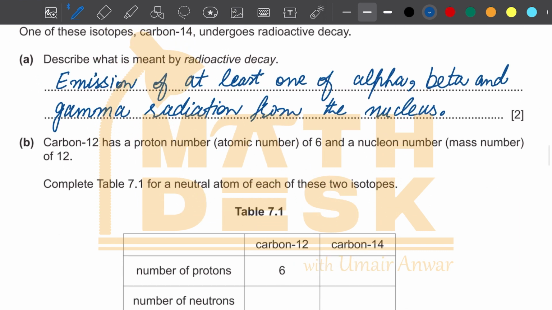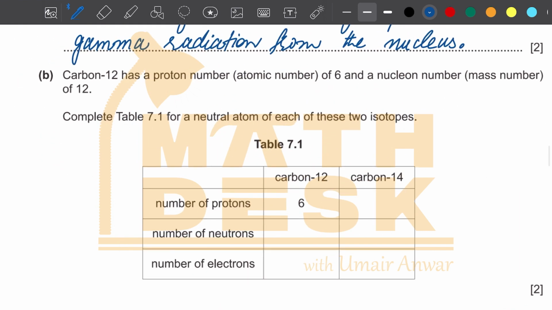radioactive decay. Carbon 12 has a proton number or the atomic number of 6 and nucleon number, mass number, of 12. Complete table 7.1 for a neutral atom of each of these two isotopes. So number of protons in carbon 12 is 6. Number of protons in carbon 14 would also be 6. Isotopes have the same number of protons. Number of neutrons in carbon 12 is 6, but it would be 8 in carbon 14.